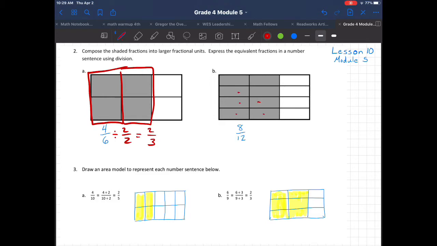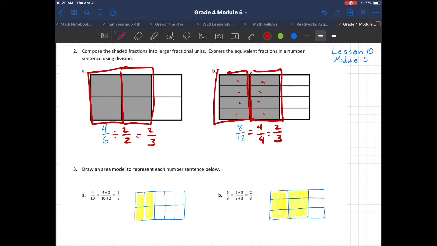8/12. 1, 2, 3, 4, 5, 6, 7, 8 of these guys out of 12. Put it into bigger groups. Looks like 2/3. How can I make this equal 2/3? If I divide these both by 4, that would equal 2/3.